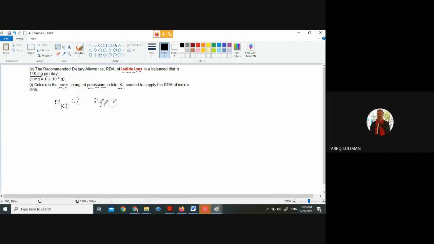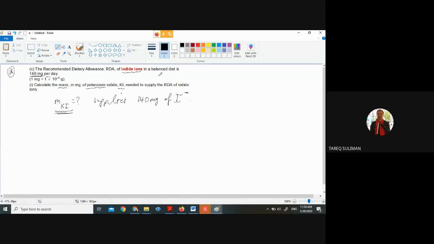supplies what? Supplies the diet, supplies us with 140 milligrams of what? Of I minus. Is this the question or not? How to calculate the mass of potassium iodide? Yes, who can help me? This is a very important question.